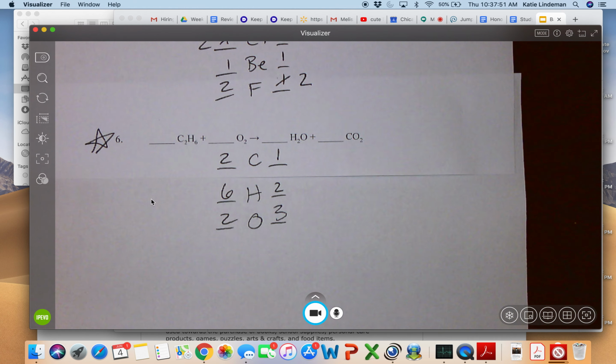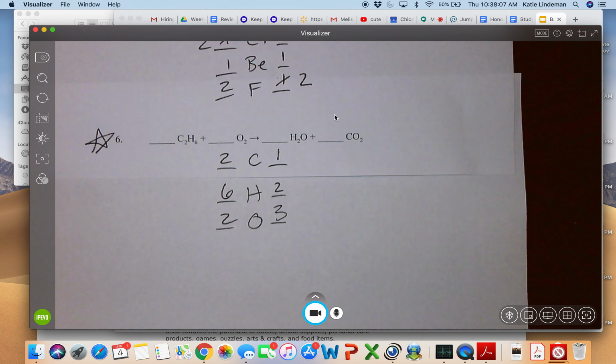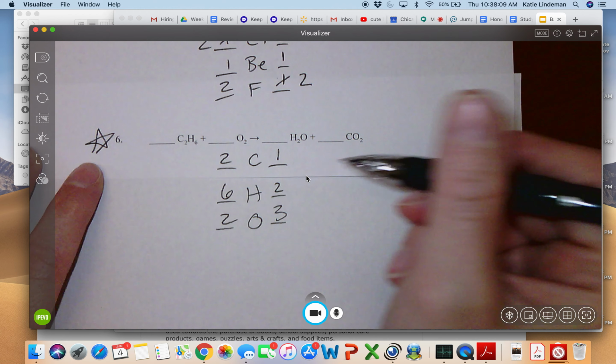Okay, so if we go back to the PowerPoint, again, we are going to do nonmetals. So we're going to first do carbon, and then hydrogen, and oxygen is last. And this is really important that we're following this order with this problem. Okay, so I'm going to start with carbon.